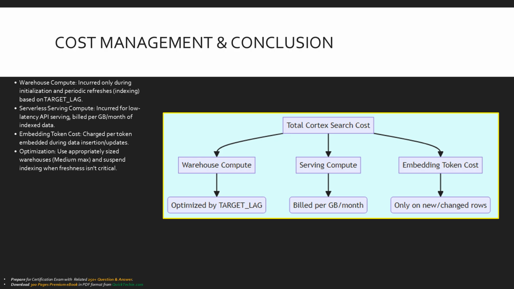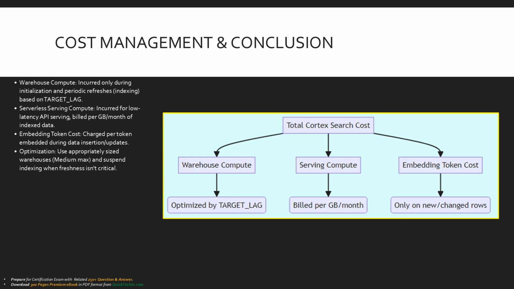This final breakdown illustrates the financial mechanics of Cortex Search. At the top, we have the total Cortex Search cost, which branches into our 3 pillars. On the left, warehouse compute is directly optimized by tuning your target lag parameter. Less frequent refreshes equal lower warehouse costs.